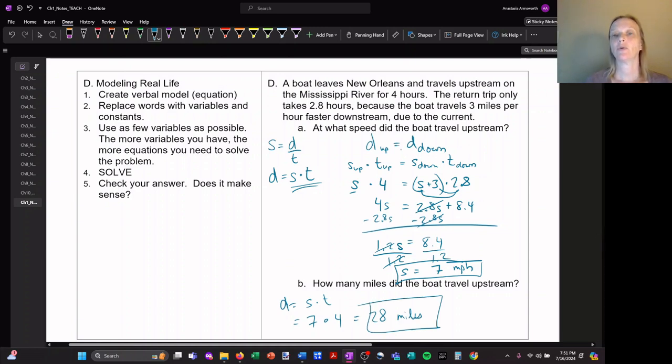So this is an example of a real life problem where the variable appears on each side of the equation, but we can use the strategies we learned in this lesson to solve the problem. I hope this helped.